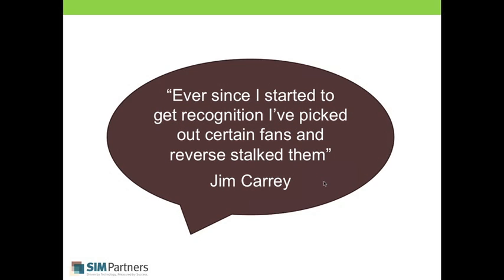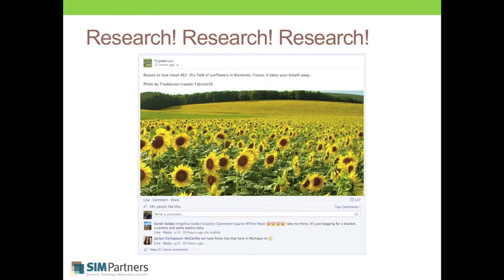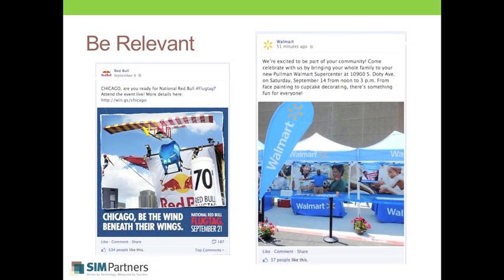Ever since I started to get recognition, I've picked out certain fans and reverse stalked them. This boils down to researching your fans, knowing what your fans want, and providing them with the kind of content that is going to keep them engaged. Do your fans like photos? What kind of photos do they like? When do they like those kind of photos? It's really just doing that analysis, putting stuff out there and seeing what they're engaging with. But just really understanding who your fans are and engaging with them, not just posting content and not getting any feedback, but really engaging with them.